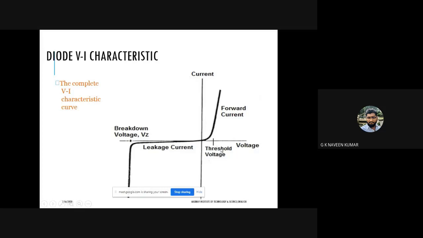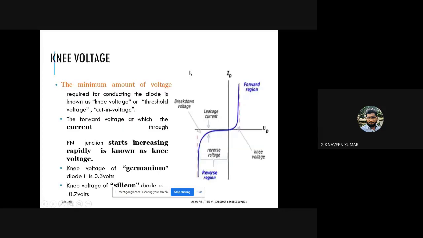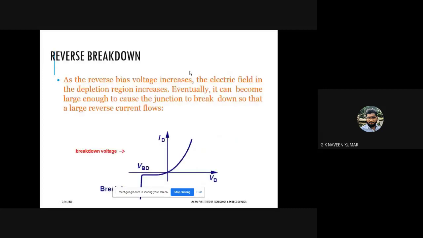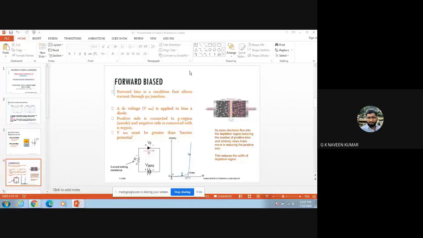This voltage is called threshold voltage or knee voltage or cut-in voltage. This voltage is called breakdown voltage, given by VBR. These are the characteristics in reverse bias condition. These are the characteristics in forward bias condition. This is about your PN junction diode.